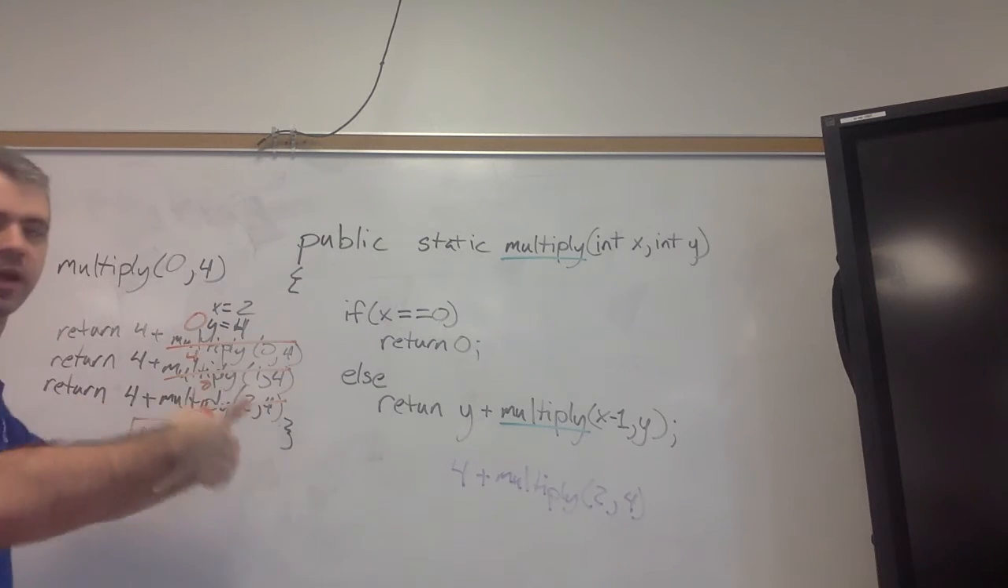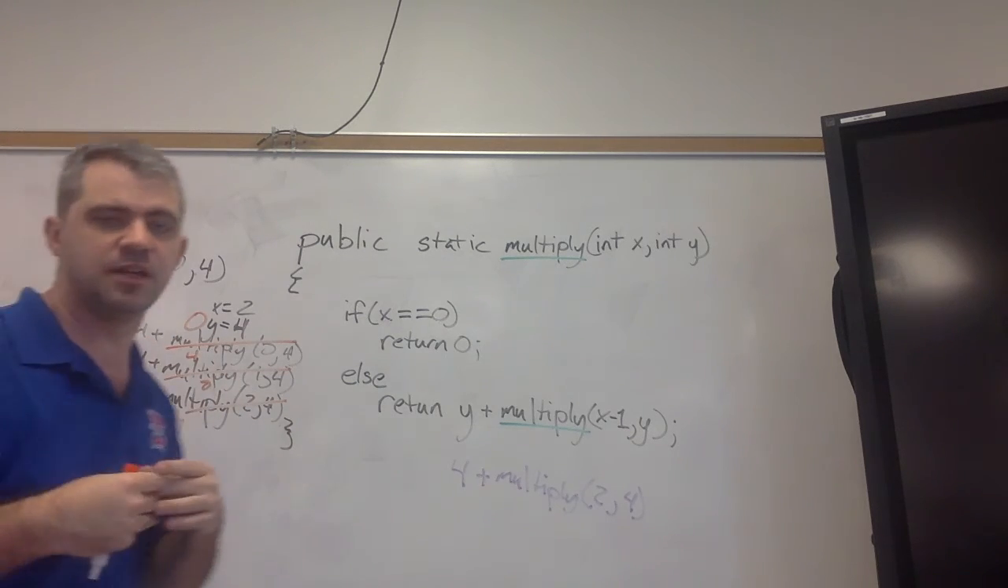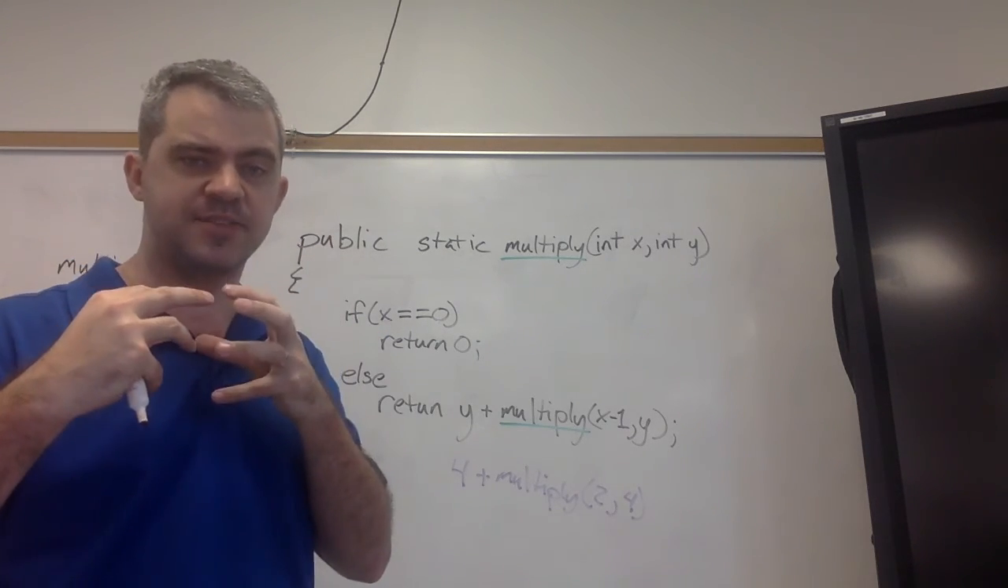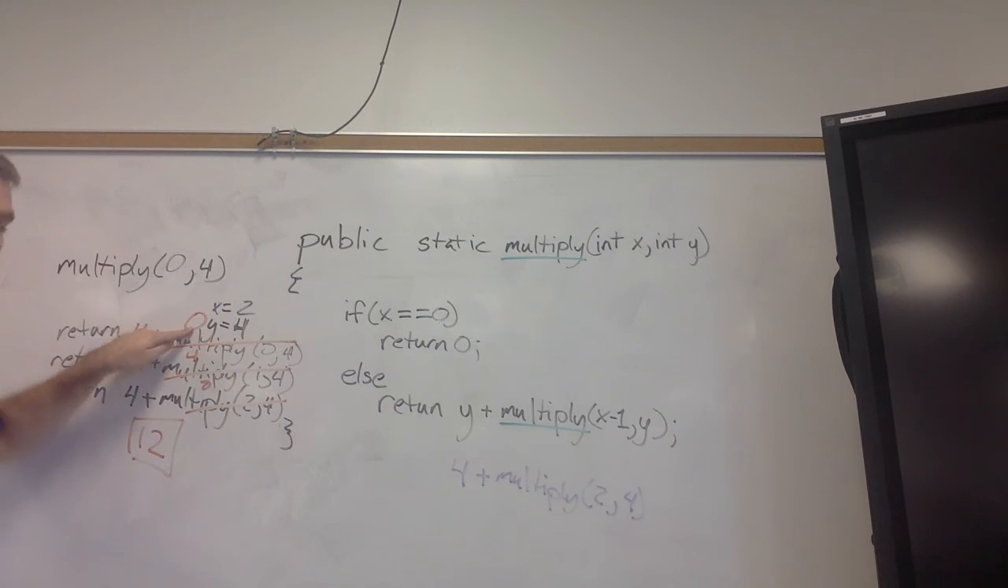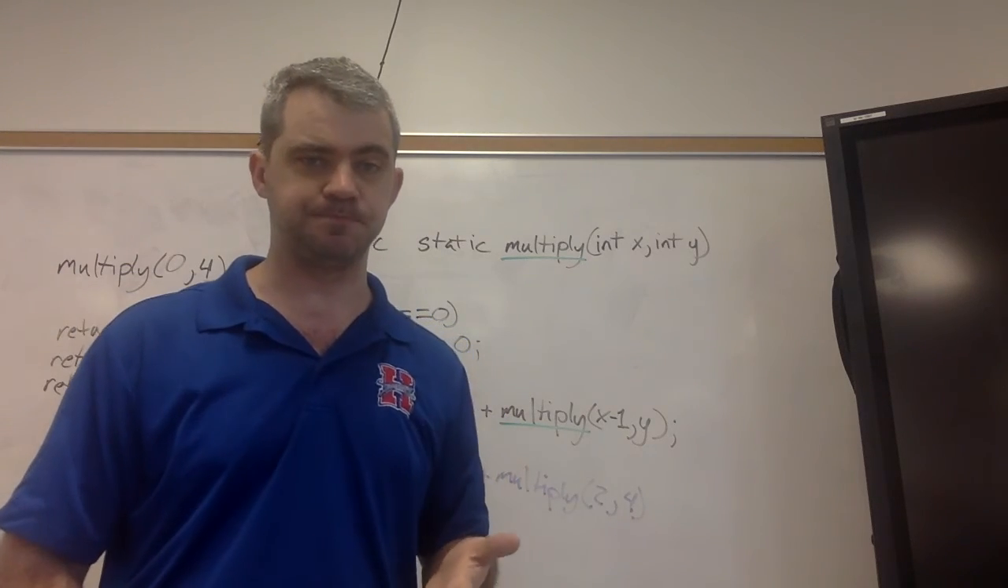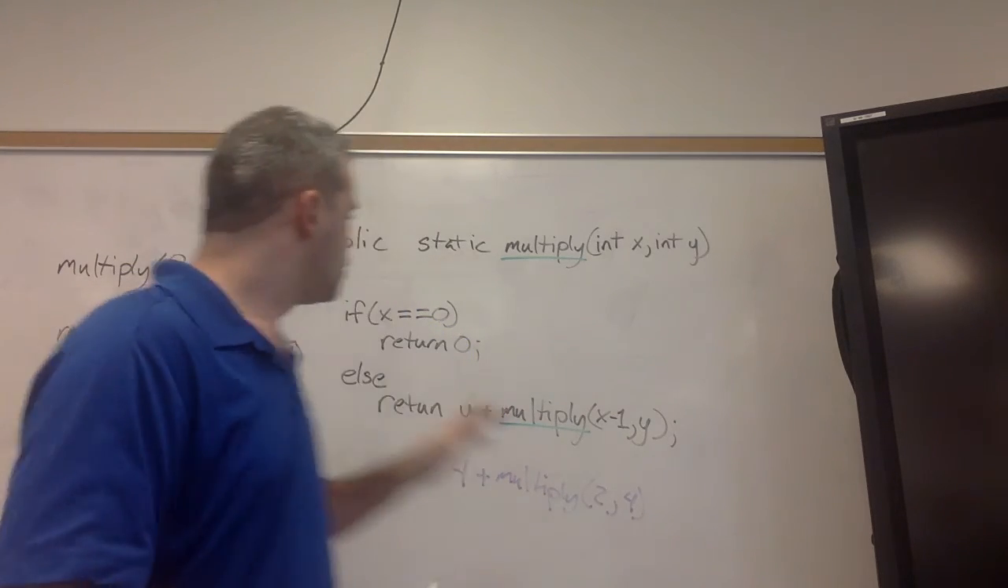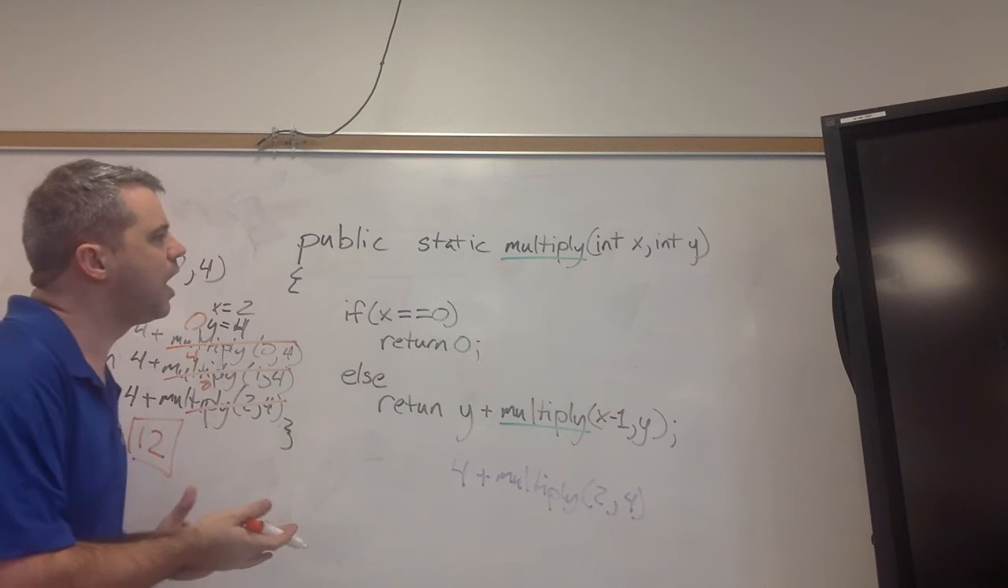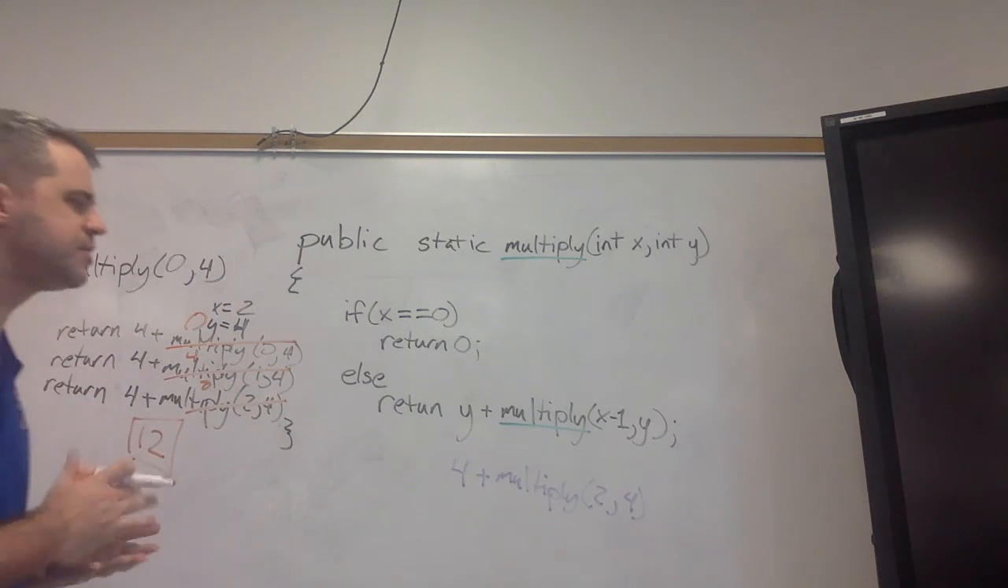But we keep working backwards until we reach our base case. Okay, we reach our 0. And then it fills in those missing values in the recursion. All right, so this is an example of a recursive method.